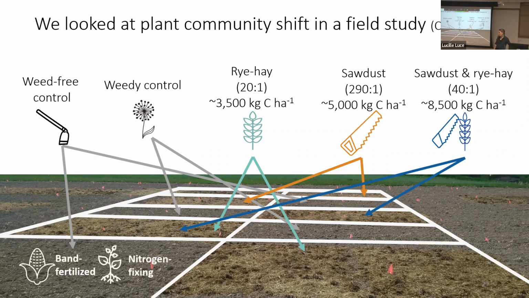We planted both corn and soybeans in this field. And the corn we band fertilized to help alleviate some of the stress of nitrogen immobilization for the corn. And soybeans we thought could fix their own nitrogen and again would not be as significantly affected by nitrogen immobilization. We repeated this experiment for 2 years, but the data I'm going to show you is only from the 2nd year of the experiment.